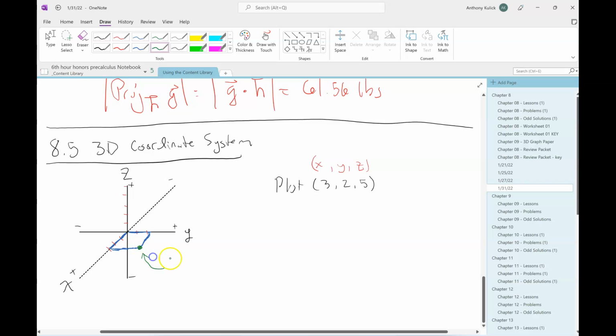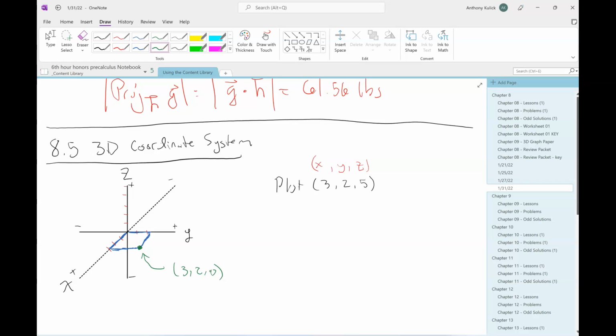So this point here would represent the point 3, 2, 0. Right? Because we haven't done anything in the z-axis. We've just gone in the xy plane. Is everybody cool with what we've drawn so far here? Okay. What we're going to do now is lift this point into 3 dimensions, because right now what we essentially did was graph a 2-dimensional point, right? We plotted the x and y. We haven't done anything with the z.